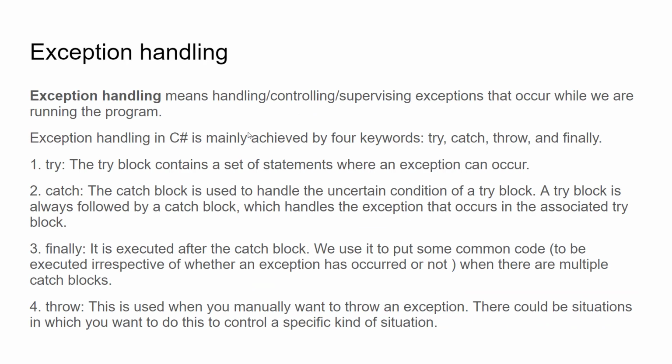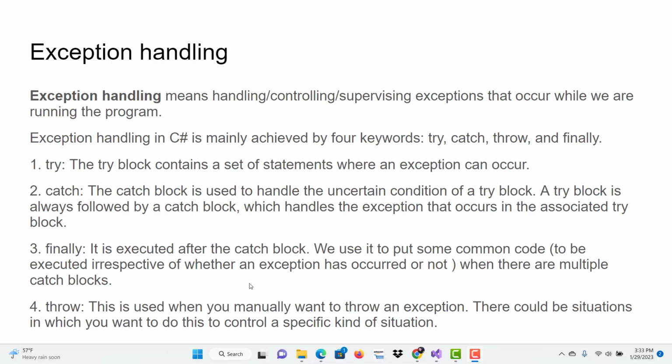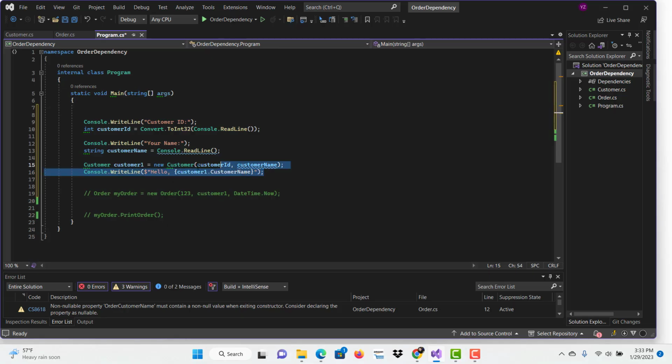So exception handling means we have to handle those exceptions that occur while we are running the program. This is usually achieved by 4 keywords: try, catch, throw, and finally. Now let's run some code to see how to use these.